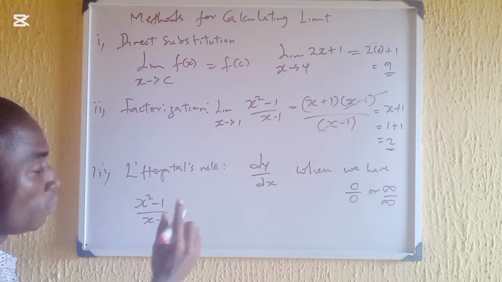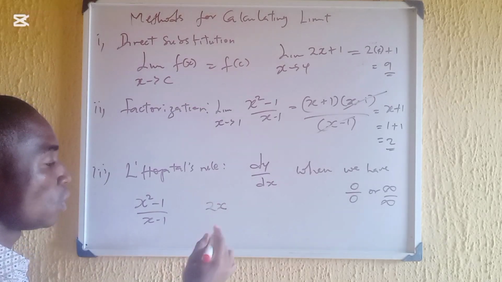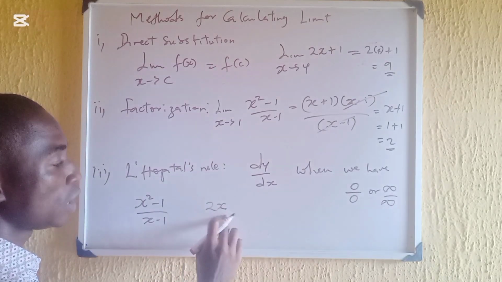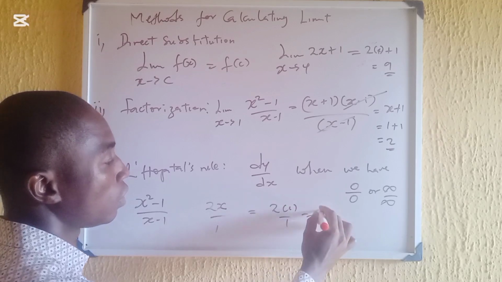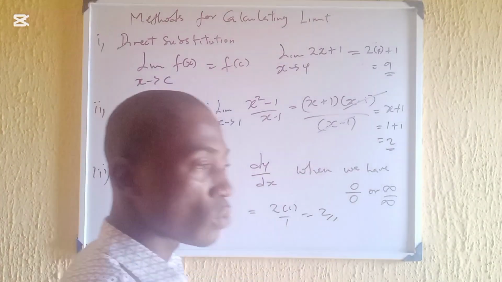So let's differentiate the numerator. We'll be having 2x. We differentiate the denominator, we'll be having 1. Then at 1, what do we have? 2 times 1. That gives us 2 into 1 over 1. That gives us 2. So you can see that we got 2 and we got 2.